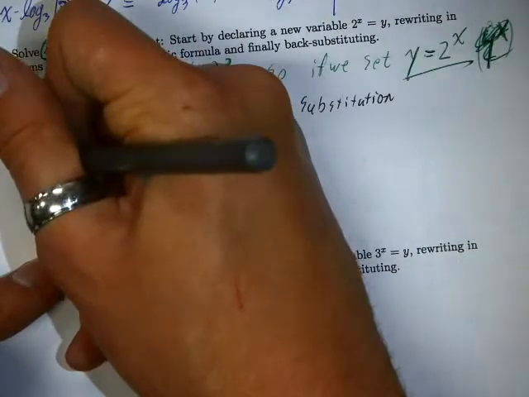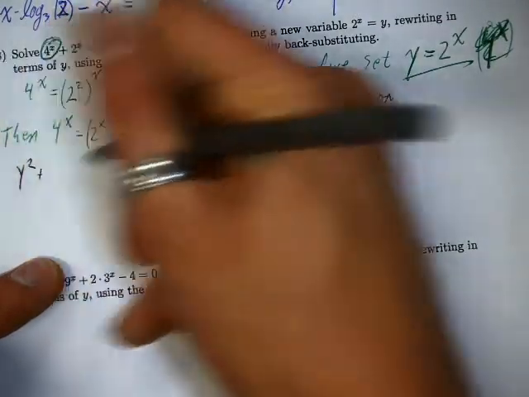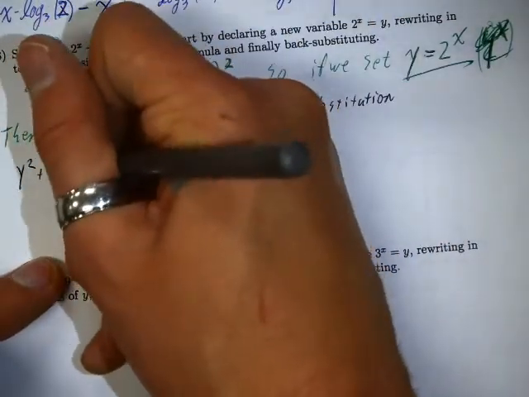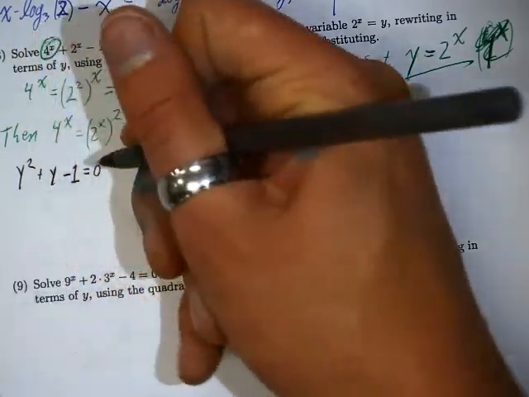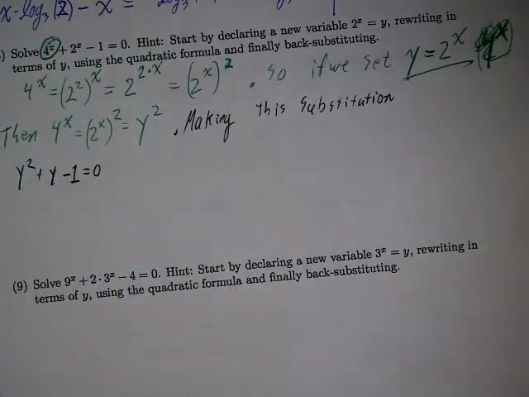What do we get? We get 4 to the x, that's y squared, plus 2 to the x, which we called y, minus 1 equals 0. Does that look like an easier equation to solve than the one we started with? It's a quadratic equation. Do we have a formula that solves quadratic equations? Yep. We do. Let's use the quadratic formula.